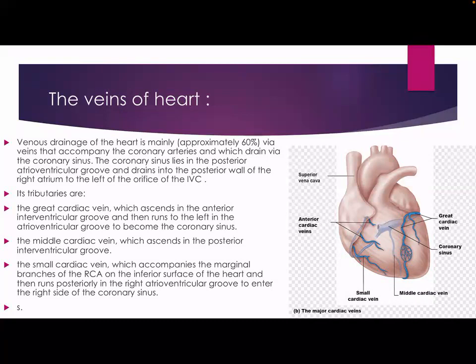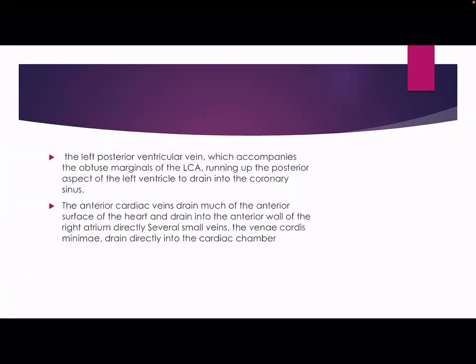We also have the small cardiac vein, which accompanies the marginal branches of the right coronary artery on the inferior surface of the heart and runs posteriorly in the right atrioventricular groove and enters the right side of the coronary sinus. This is the small cardiac vein entering the right side of the coronary sinus. On the left side, we have the great cardiac vein entering the coronary sinus.